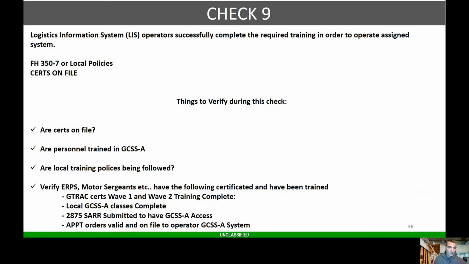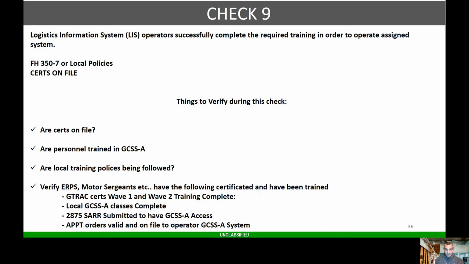So check 9. LAS operators successfully complete the required training in order to operate assigned systems, right? So you're going to have local policies if you're not part of 3 Corps, but Fort Hood's regulation 350-7, and then certs on file, right? So things I verified during this check: Are they certified? Are personnel trained in GCS's Army? Are local policies being followed?